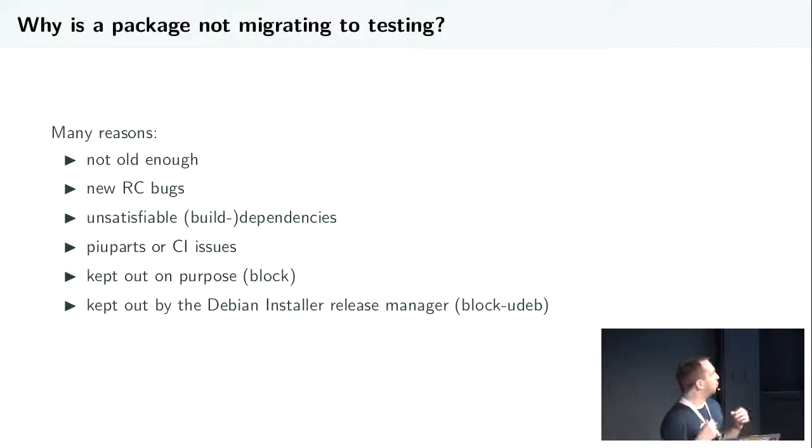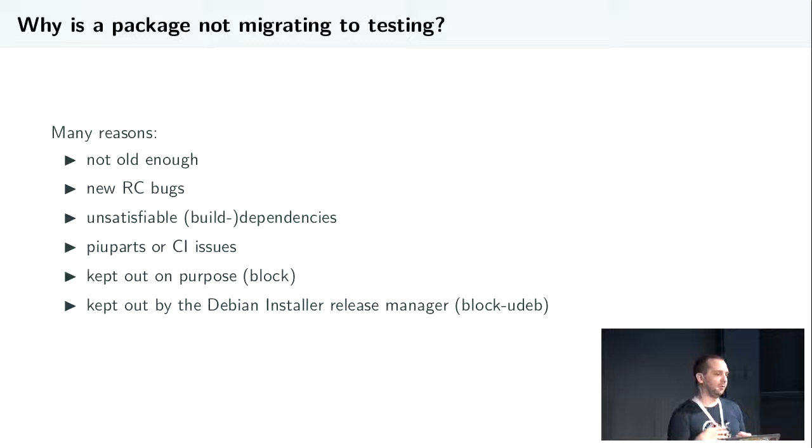So, what can prevent the migration of a package from unstable to testing? There are many possible reasons. Maybe it's not old enough. It hasn't spent enough time in unstable, so maybe there are some underlying bugs that were not discovered yet. It can have new release critical bugs compared to the version in testing. It can come with dependencies that are not satisfied in testing, maybe some build dependencies that are not satisfied in testing, and many more issues.